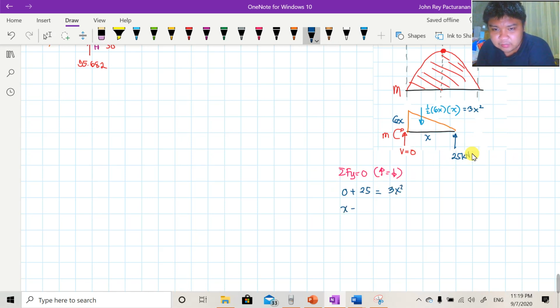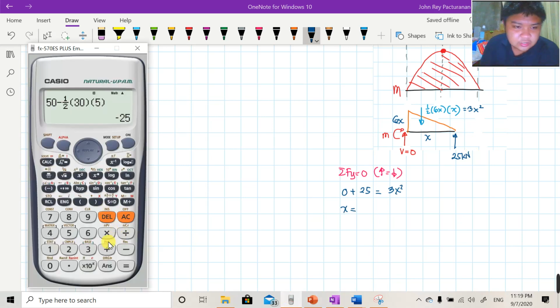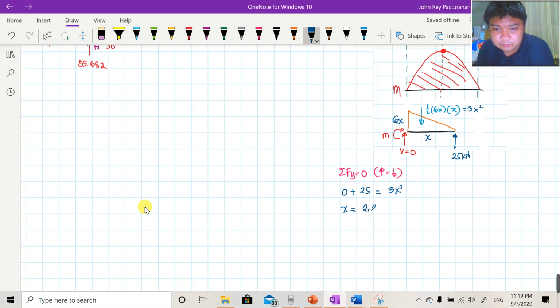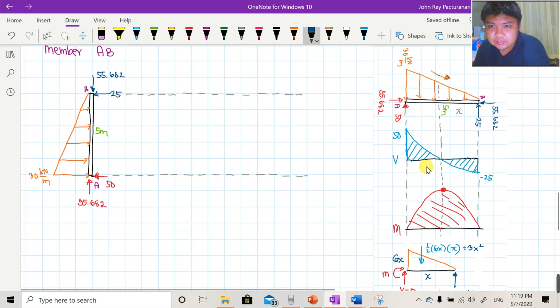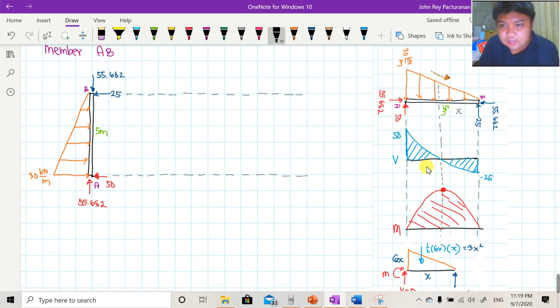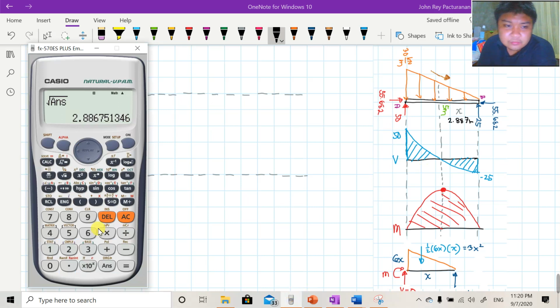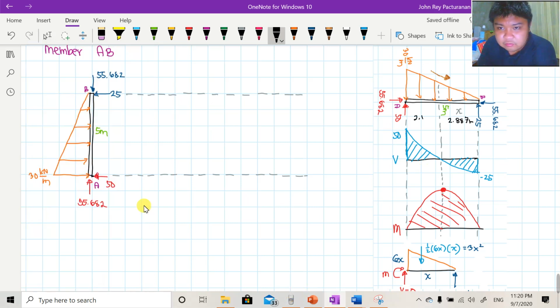So, what will be the value of x here? Computin nyo na lang siya, 25 divided by 3, and we need to take the square root. So, the answer is 2.887. Okay, so that is 2.887 meters. So, therefore, ilagay natin siya dito, no? Yung x natin ay 2.887 meters. So, malamang sa kabila, 5 minus ans, that is 2.113. 2.113 meter, which is justified naman.